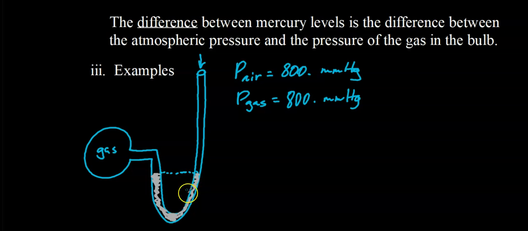Now, if this side was lower, that means the air is pushing more than the gas, and the pressure of the gas would be less than the air. Whatever that difference in height would be is the difference in the pressure.